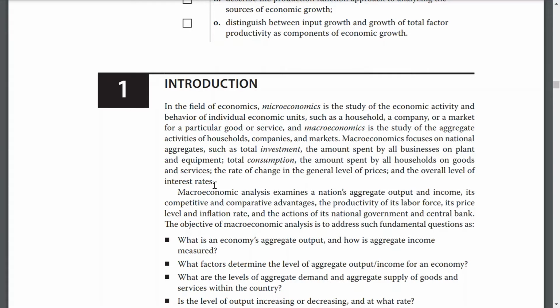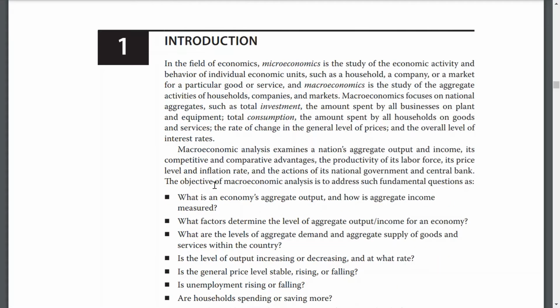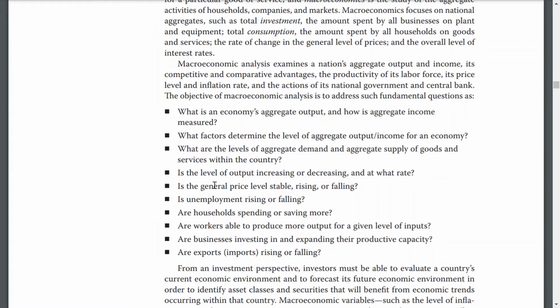Macroeconomics focuses on national aggregates, such as total investment, the amount spent by all businesses on plant and equipment; total consumption, the amount spent by all households on goods and services; the rate of change in the general level of prices; and the overall level of interest rates. Macroeconomic analysis examines a nation's aggregate output and income, its competitive and comparative advantages, the productivity of its labor force, its price level and inflation rate, and the actions of the national government and central bank.